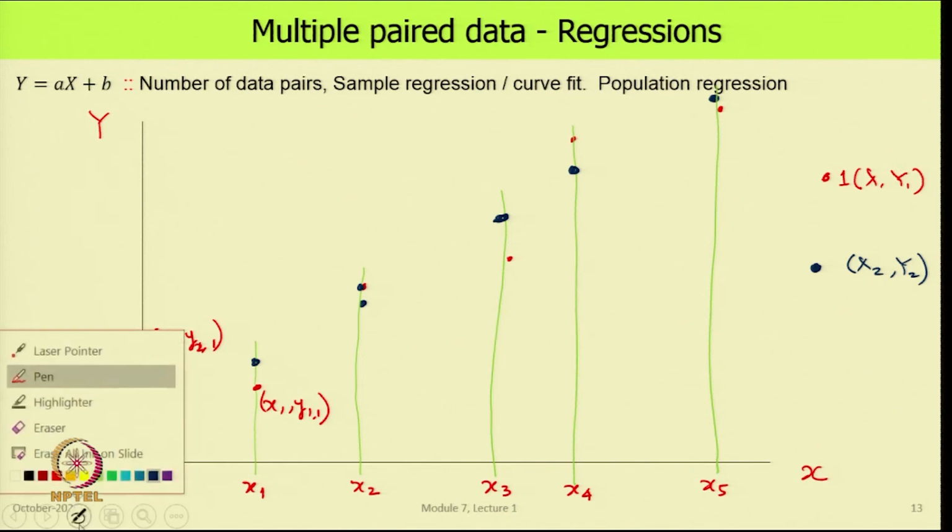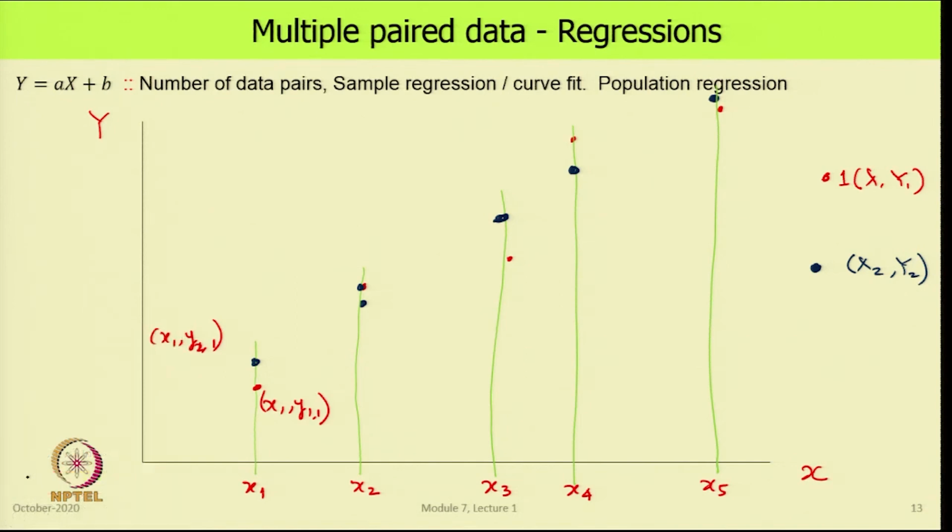Now, get a third set. We do the experiment yet once again and say now I have got a third set and my data points are like this. So, this is my first data point, the second at the same values of the independent variable, third, fourth and fifth. So, this becomes X3 Y3. Now, what happens?